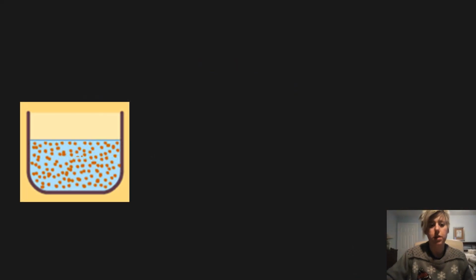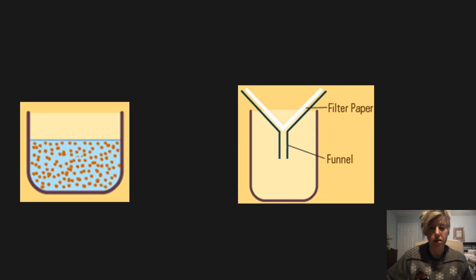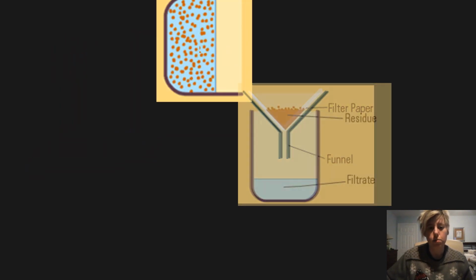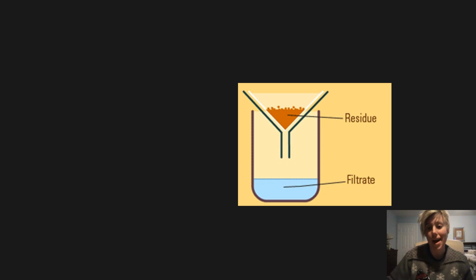If I'm looking right here, I have my mixture, in this case sand and water. I have my filter paper with my funnel. Then I pour my mixture, and my residue gets stuck by the filter paper, and my filtrate is the liquid that goes through the filter paper. So again, my filter paper acts as a physical barrier to separate my residue from my filtrate.